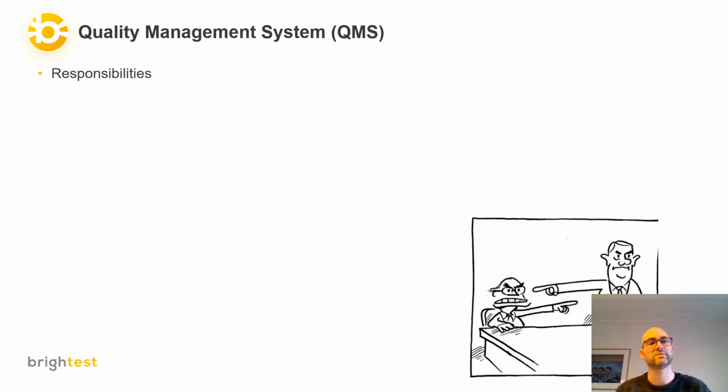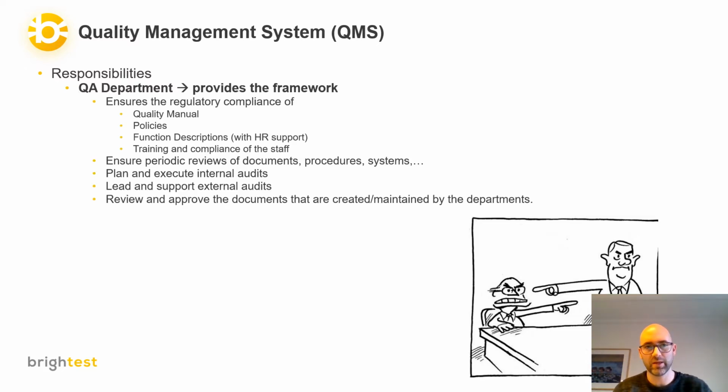So when we look at the QMS, there's two main blocks of people, two different responsibilities. First of all, there's the QA department. They provide the framework. They make sure that the policies are there and they are correct. So they ensure the regulatory compliance of the quality manual, policies, function descriptions, compliance. They ensure the fact that the processes are reviewed properly and in time. They plan audits, they lead audits, they review documents and approve all kinds of documents that are sent in from the departments.